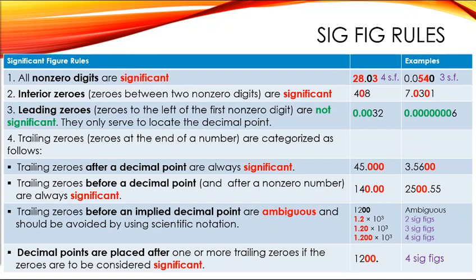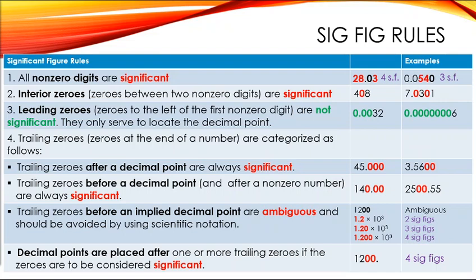So, interior zeros. These are zeros that I personally refer to as trapped zeros. And so in the case of 408, that 0 is trapped between that 4 and that 8. Those 4 and 8 are going to be significant values because they're non-zero digits. And so that 0 can't escape. It has to be counted as well. And so same as 7.0301, that 7 and that 3 and that 1 are significant digits, so all of those have to be counted. And those zeros trapped in between them have to be counted as well.